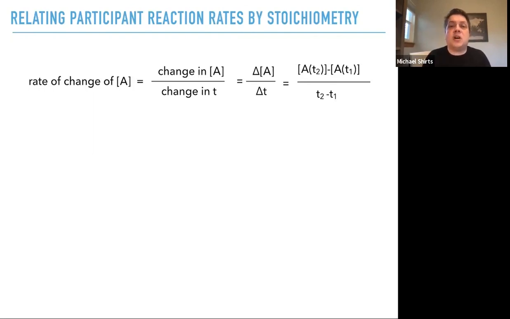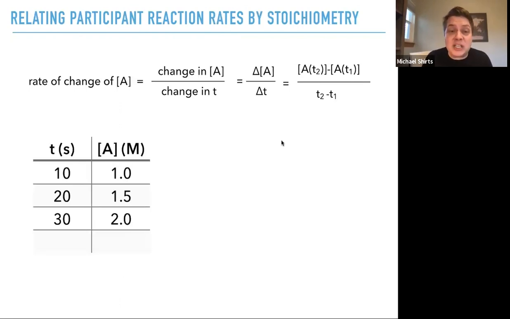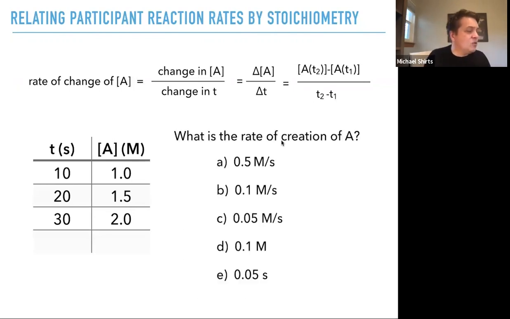Okay, so let's say we run a reaction and we have a way, maybe some sort of spectrometry, you're running some UV absorption and that picks up on whether a given molecule is present or not. And you measure the concentration as a function of time. After 10 seconds, it's 1. After 20 seconds, it's 1.5. After 30 seconds, it's 2.0. So what can we calculate as the rate of creation of A? And let me pause while you think about it just for a second. Or you pause.